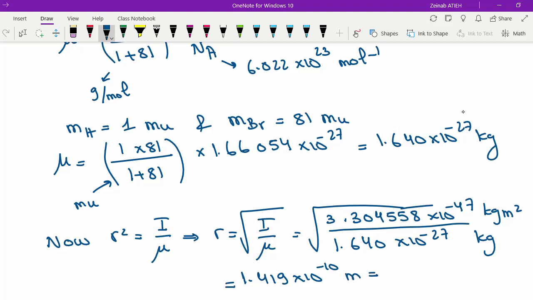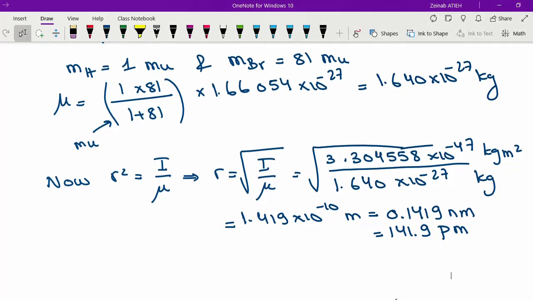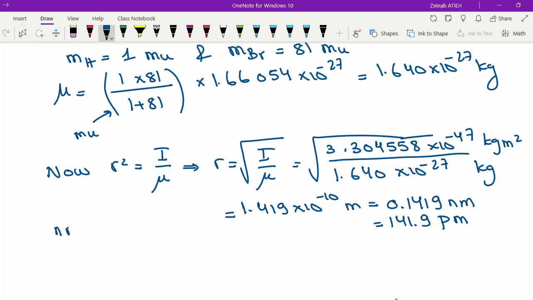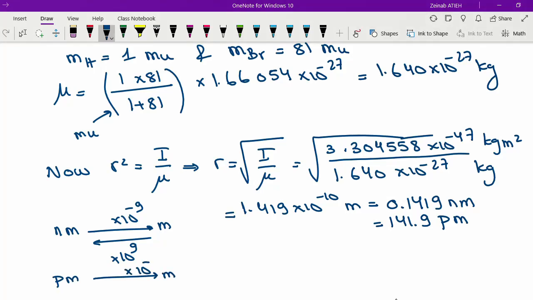So it can be written in nanometer as 0.1419 nanometer. And if you like in picometer, it's 141.9 picometer. So remember that for a transition from nanometer to meter, we multiply by 10 to the power minus 9, and the opposite direction is 10 to the power 9. And from picometer to meter, we multiply by 10 to the power minus 12, and in the opposite direction, we multiply by 10 to the power 12. So that's it.